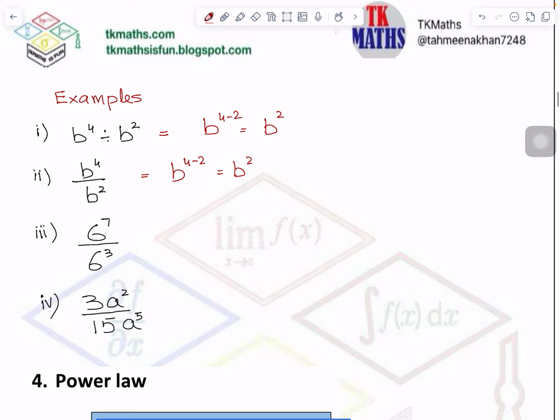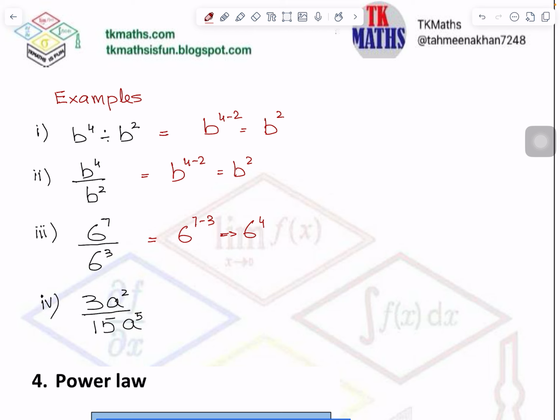Here again, bases are the same. I'm not talking about different bases yet, but let's cover this first. So again, bases are the same, so I can say 6 power 7 minus 3, which is what? 6 power 4. In this case, there are numbers alone.